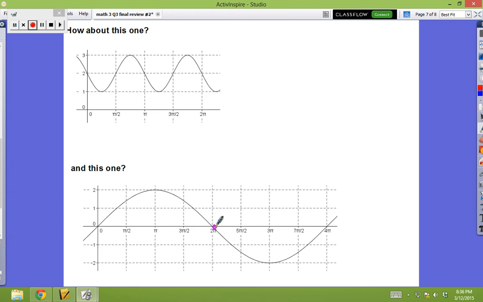okay, here's 2 pi, and here's what my parent function looks like. It starts at 0, goes up to 1, back to 0, -1, and back here. So my parent function looks like that. So this one, they have changed the amplitude. So instead of going up to 1, the max is 2. That's going down to -2. So my center is on 0, so it has not been shifted up or down. So the vertical shift is 0.